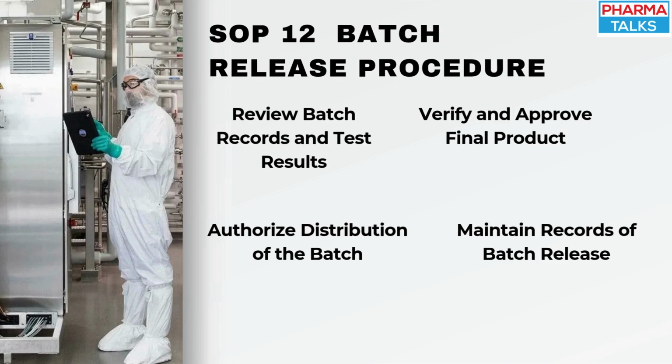The SOP defines the responsibilities and procedures for reviewing production records, quality control test results, and other relevant documentation to verify compliance. It includes a process for identifying and resolving any deviations or discrepancies before authorization is granted. This batch release procedure is crucial for ensuring that only products that meet the highest quality standards and comply with all regulations are made available to consumers, maintaining the company's reputation and ensuring patient safety.